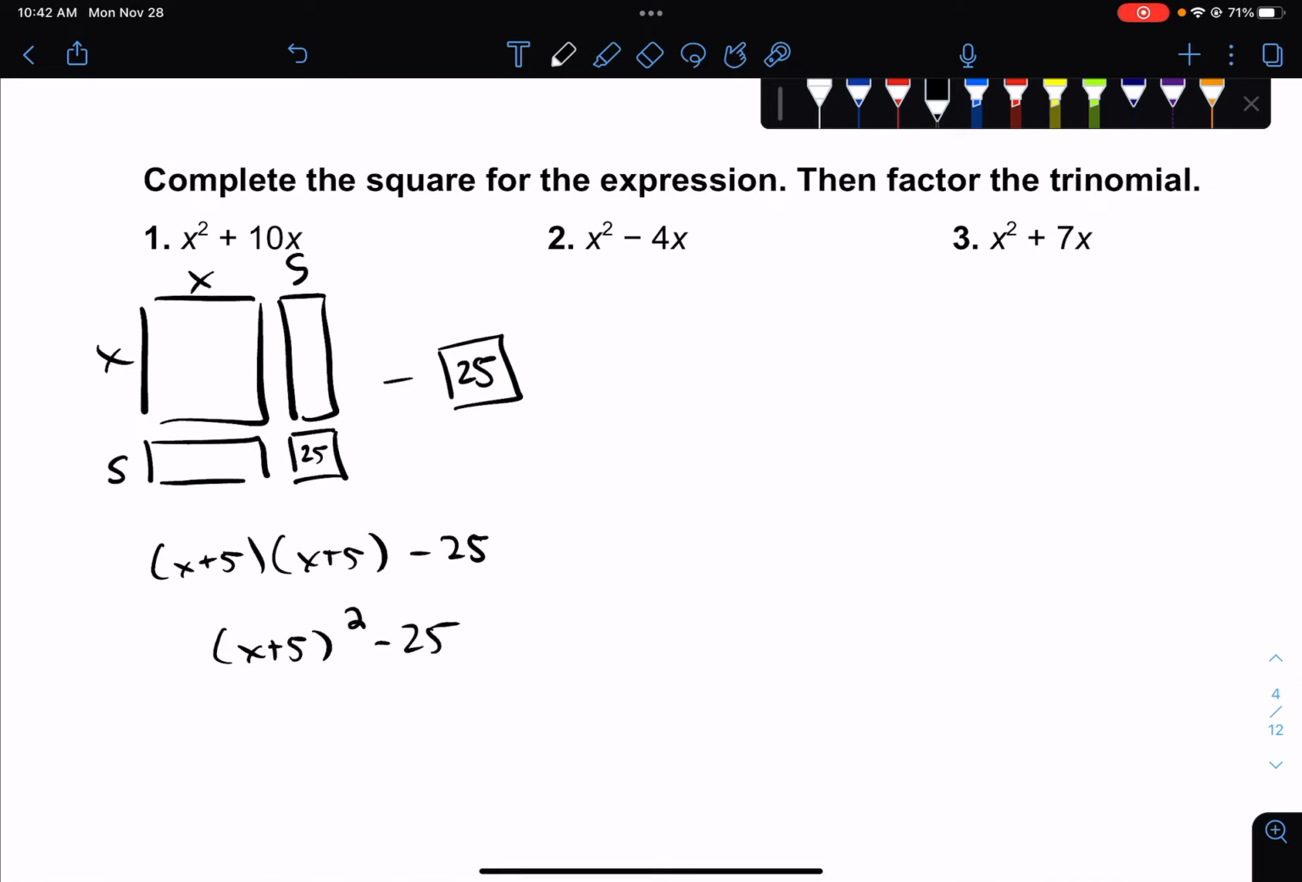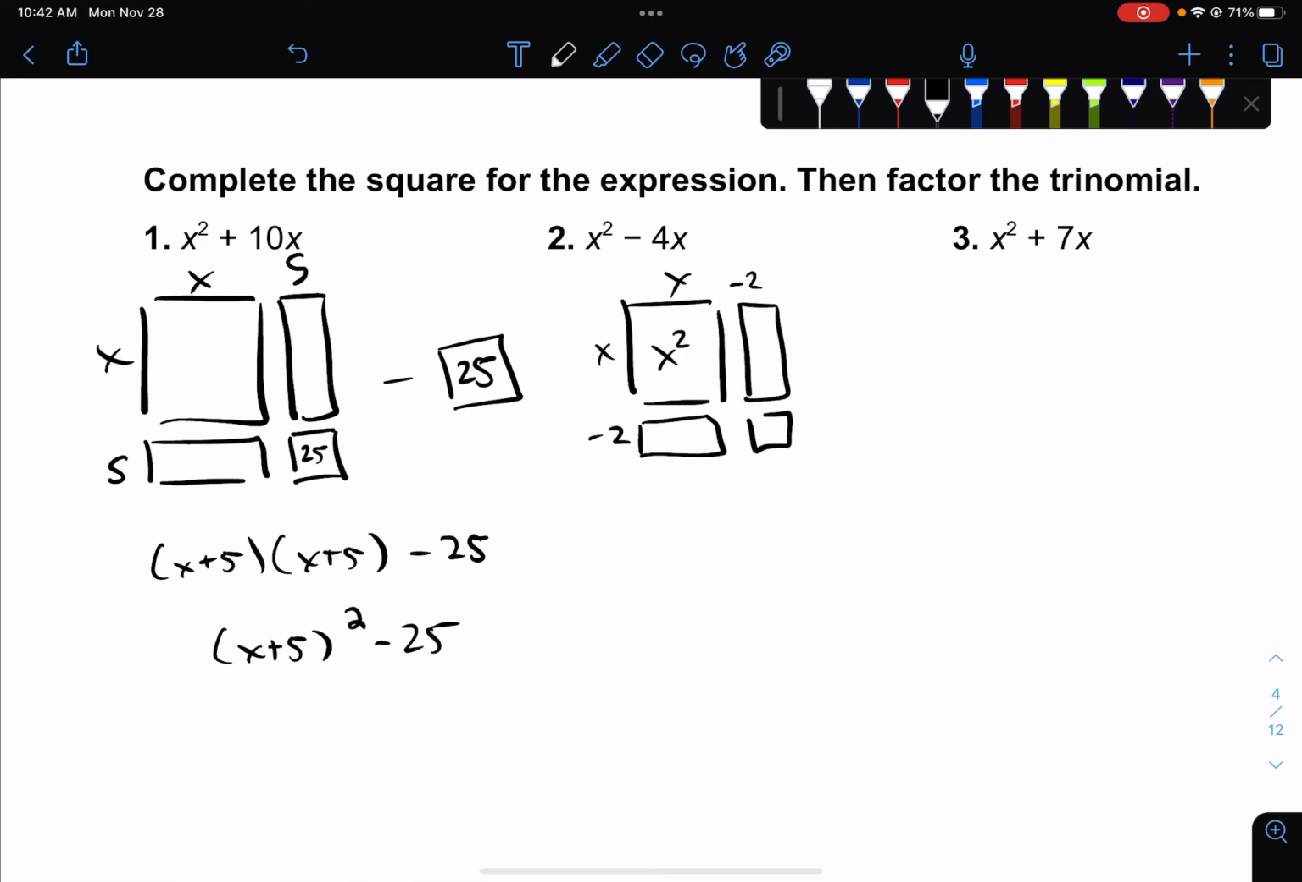Okay, for number 2, you started with your big x square, and then the minus 4, we did minus 2 right here, minus 2 right here, which means this square that we added has an area of 4, so that means I have to minus an area of 4.